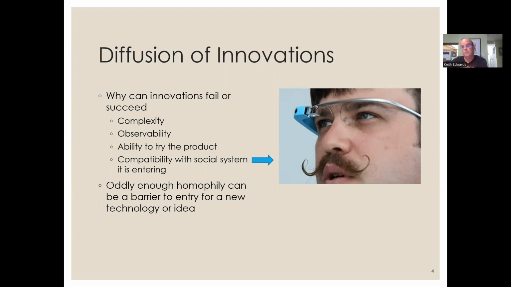Ability to try the product: if I'm able to try it and say, hey, there's a benefit to this, then it may lead to me adopting it. And Google Glass probably goes into that compatibility with the social system it was entering. Basically, they gave it to a lot of people who used it in highly social contexts, and it ended up not going over very well. And oddly enough, homophily, basically our desire to be like our neighbors, can be a barrier to entry for new technology or an idea, particularly if our neighbors are using something different than the new entrant.